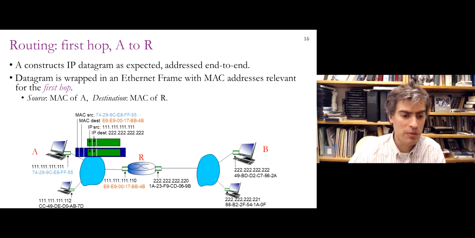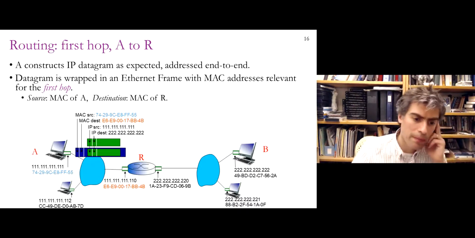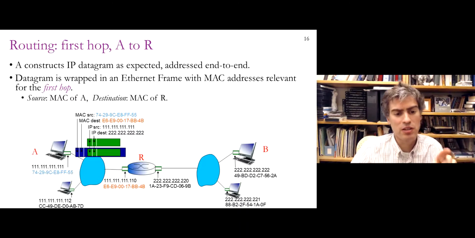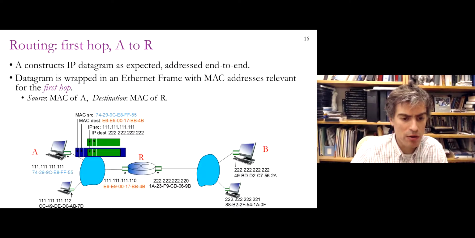So it constructs this green packet, which is an IP packet that has a source and destination IP address end-to-end across the internet. But it also wraps this up in an Ethernet frame to get the packet from A to R, just across this first hop. This Ethernet frame has its own MAC address as the source, and the destination MAC address, interestingly, is the MAC address of the receiver on this first hop, which is this router. So this E6, E9 is the MAC address of this particular interface on the router. That has nothing to do with the final destination. That's just for this hop.